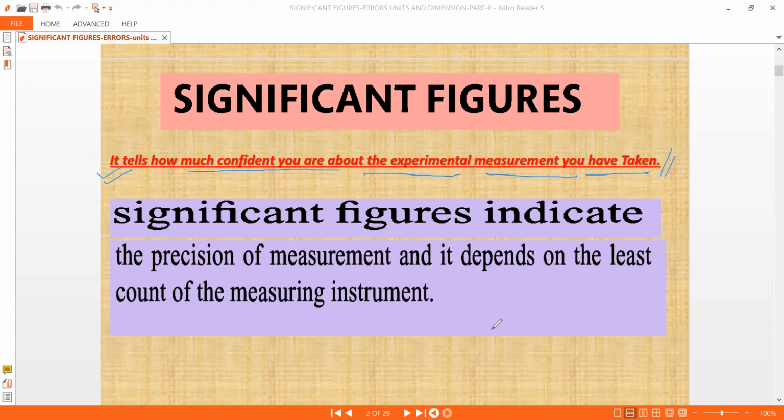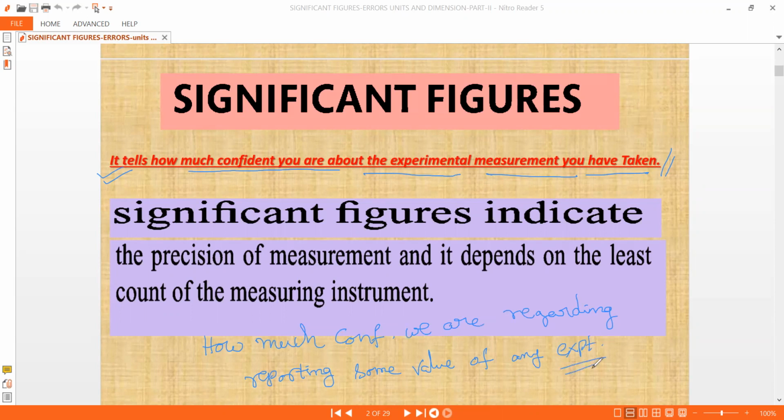So it tells about how much confident we are regarding reporting some value of any experiment. If you conduct any experiment, it can be a very simple thing.